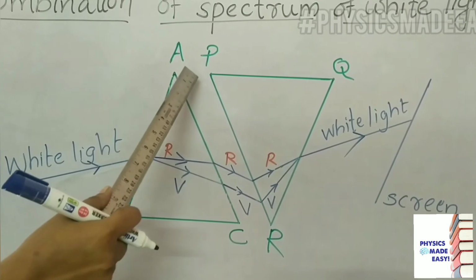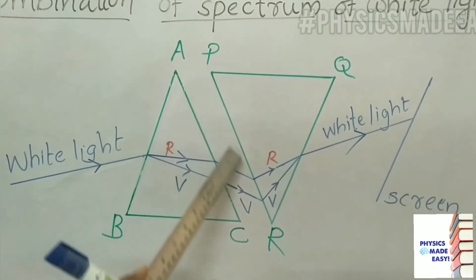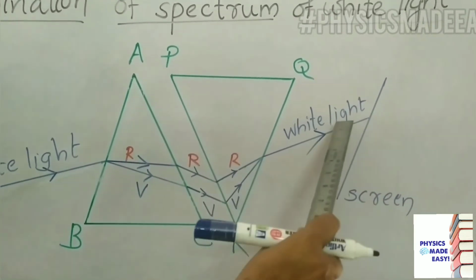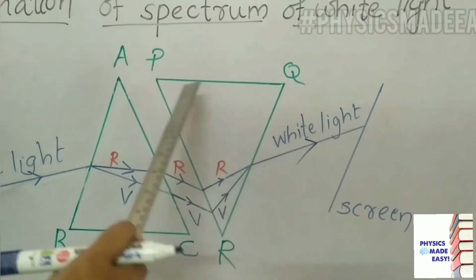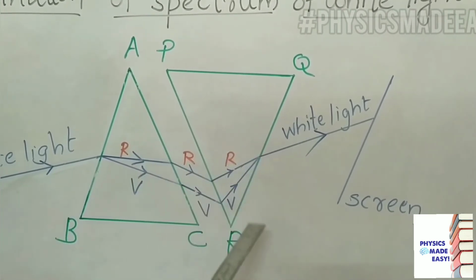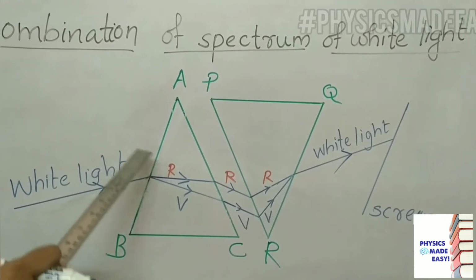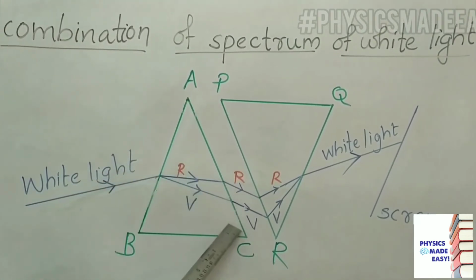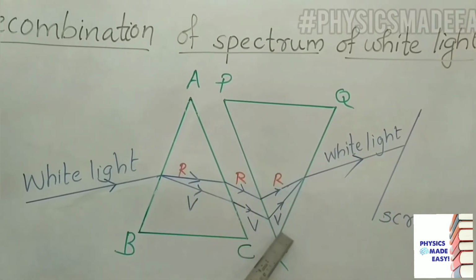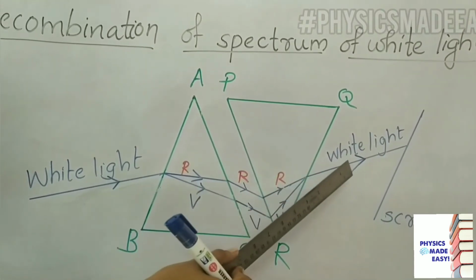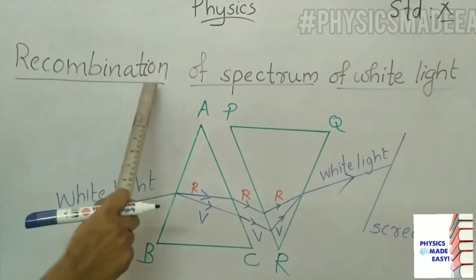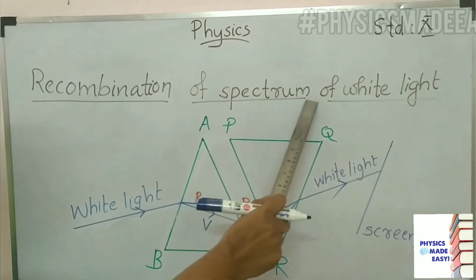Now here you can see another prism in inverted position. At last he could see a white beam of light emerging from the second prism. That means the first prism split the white light into 7 colors and the second prism allowed all these colors to combine into white light. That we can call recombination of the spectrum of white light.